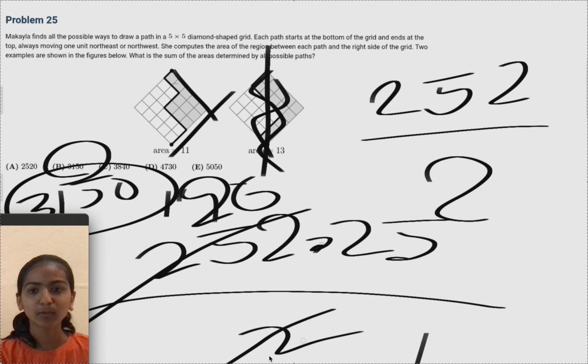There are 252 possible ways, but if we add each of the shaded blocks, it gives us 3,150. We can't draw each one of those paths. It would take us a really long time. And if we miss one path, then we would get that problem wrong. So there has to be a simpler way to solve this problem. And our answer is B.